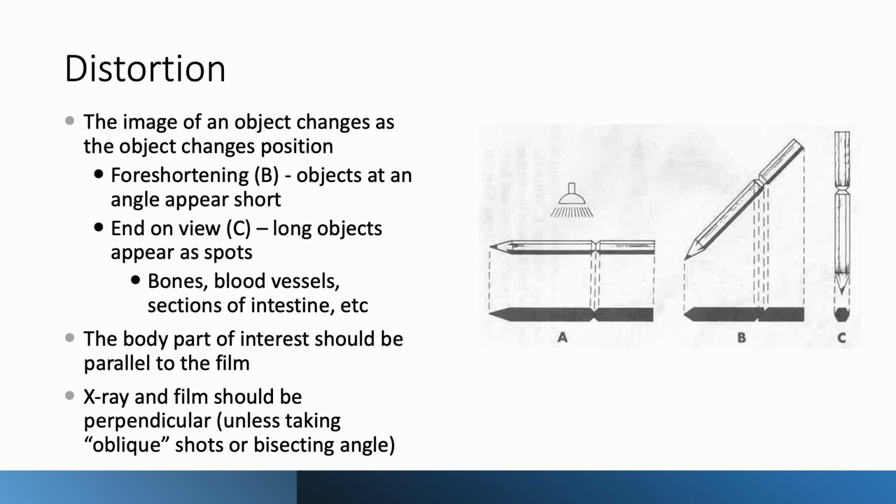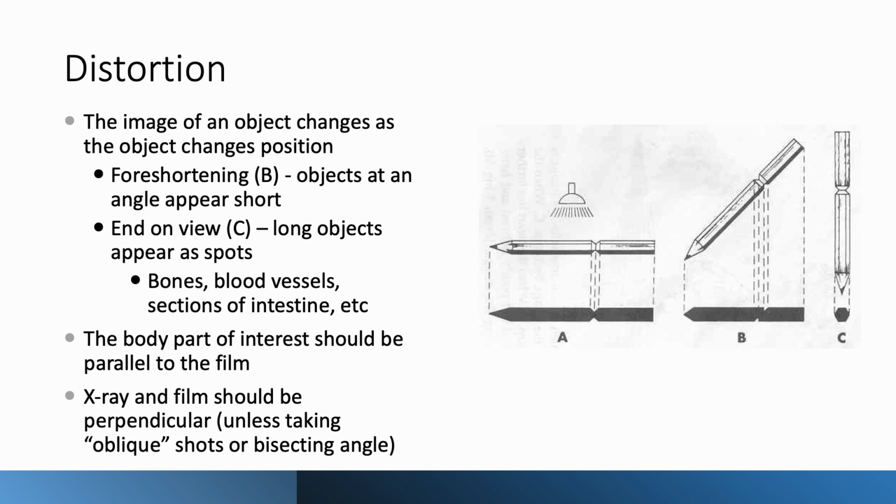Now we can see distortion of a structure based on the angle that our bone is at. So let's use bone as an example. Say I want to take an x-ray of the radius and ulna. If the radius and ulna are parallel to the film and my x-ray source is perpendicular, I'm going to get a really nice view. That's like a parallel view for dental radiographs. It's accurate in size and it looks great.